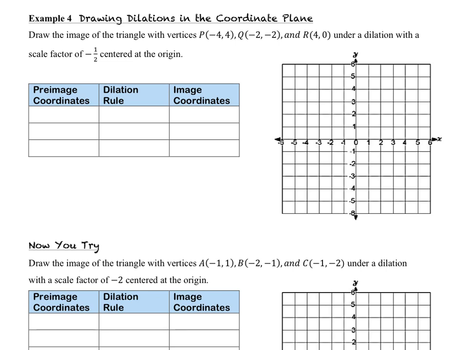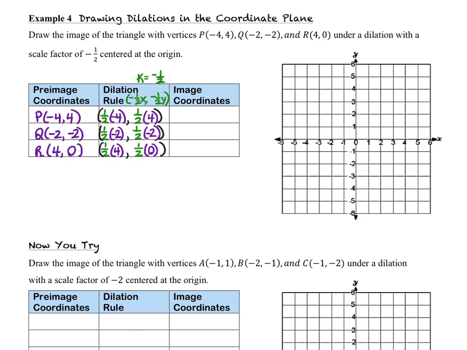So let's start by writing down the preimage coordinates and the dilation rule. Writing down the dilation rule always helps, because then you can see exactly what the changes to each coordinate are going to be. So we know that k is equal to -1/2, and the dilation rule is going to be, because we are centered at the origin, -1/2 x and -1/2 y. And that allows us to write down the image coordinates for points P prime, Q prime, and R prime.